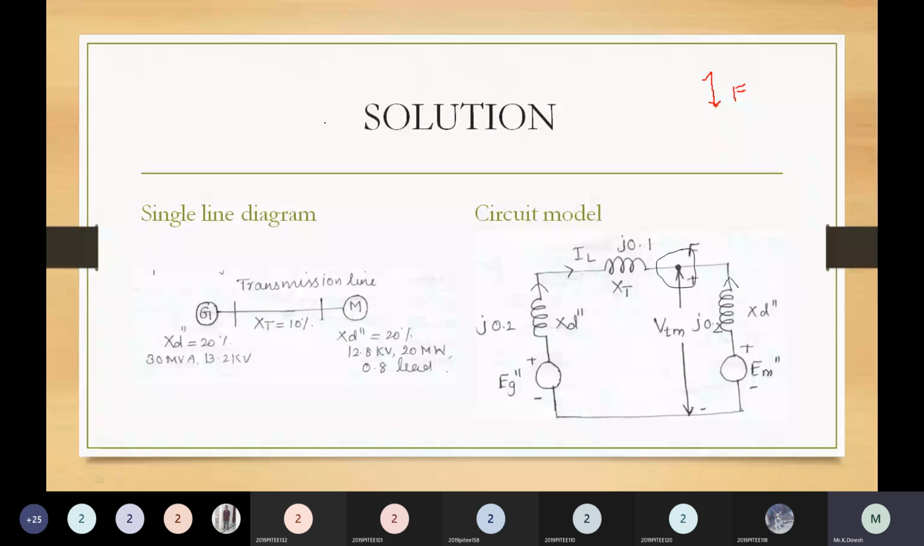So this is about the determination from your question. From your question, I extracted the single line diagram. Based on the single line diagram, I developed a circuit model. Based on this circuit model, I have to perform the per unit analysis first.